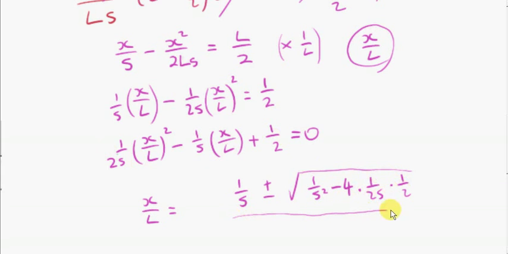And the whole lot is divided by 2 times a. 2 times 1 over 2s is 1 over s. Okay, so we're solving, remember, for this quantity here. So we have a quadratic equation in this quantity. So a is 1 over 2s, b is minus 1 over s, and c is a half.